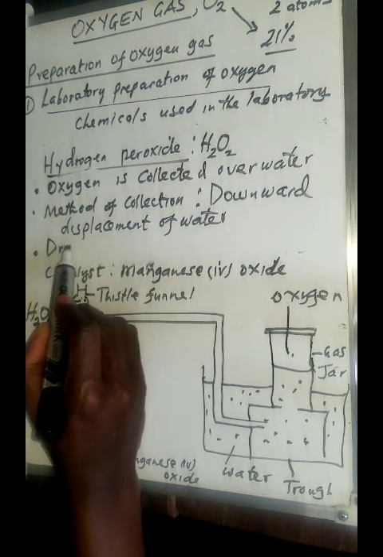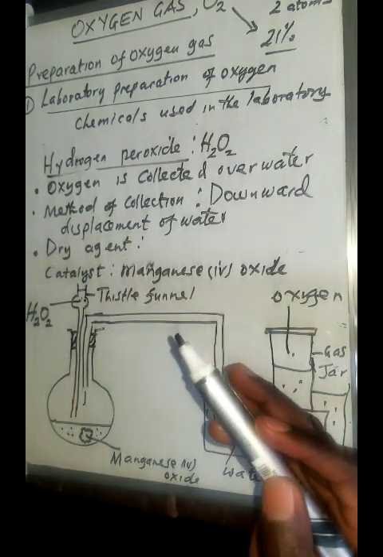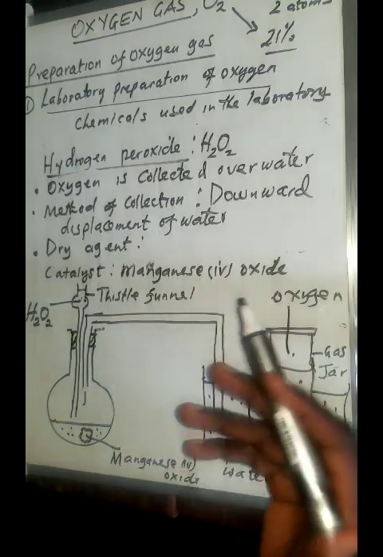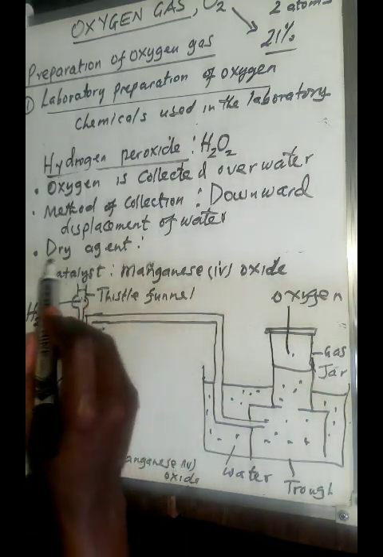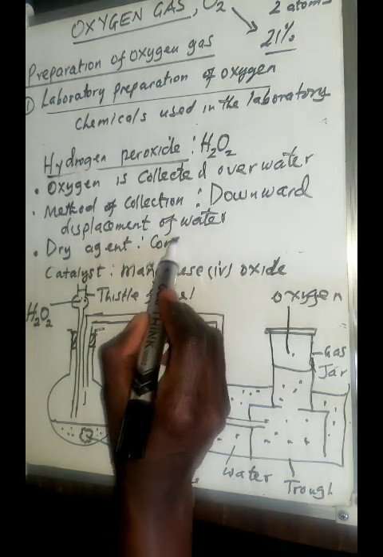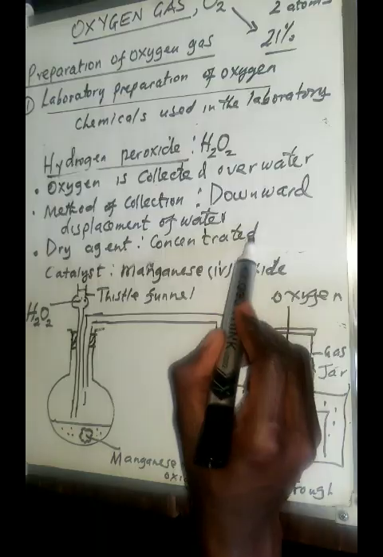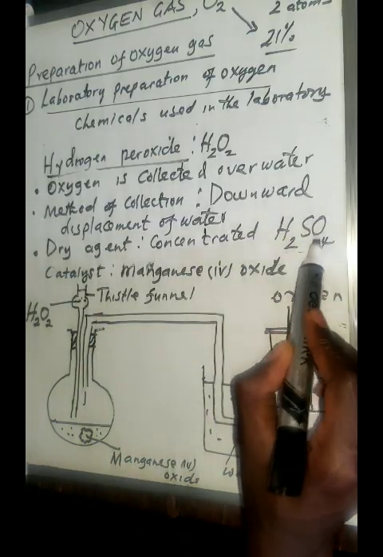Then we can also use a drying agent. Remember, a drying agent is simply a substance, it could be a chemical substance, that is used to dry up a particular gas. In the case of oxygen, the best drying agent that you can use is concentrated sulfuric acid.